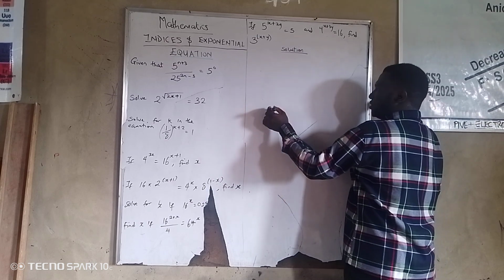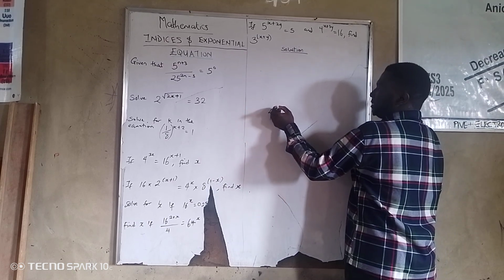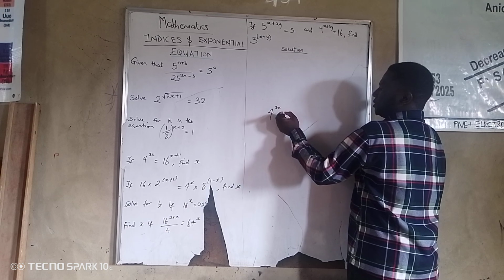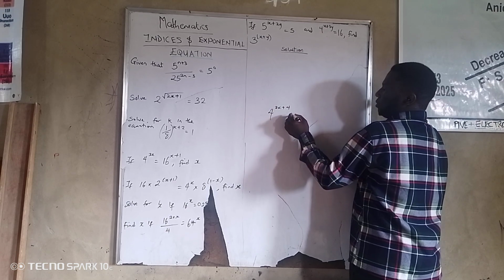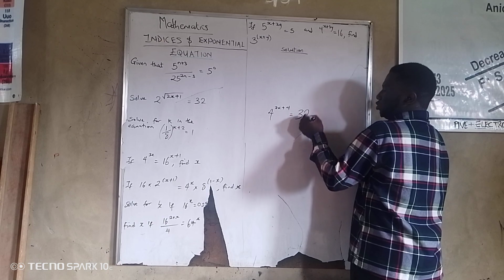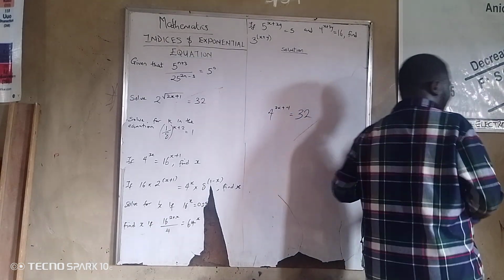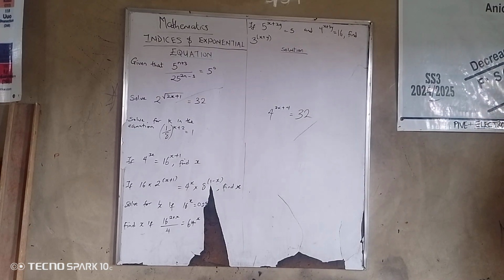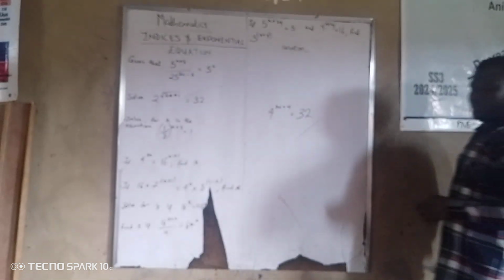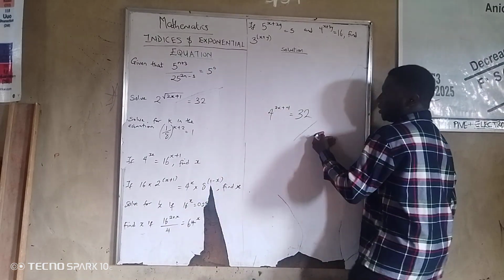How about when you have something like 4 raised to the power 3x plus 4 equals 32. So this is another case, another situation. Of course, just like I explained earlier, you would want to do just what I said before, but sometimes that doesn't work straight. So look at this, for instance.